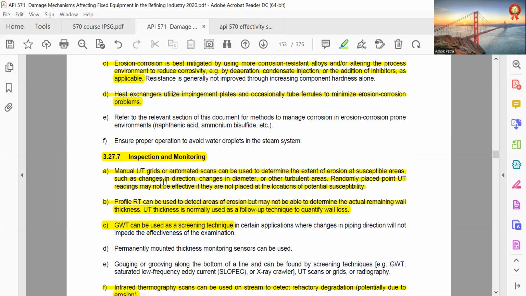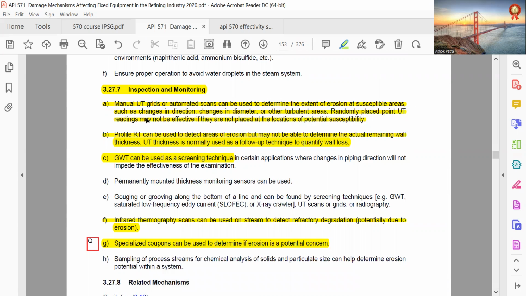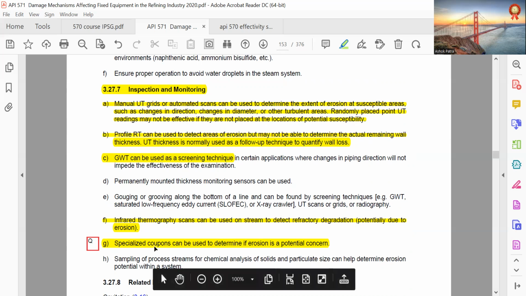Inspection and monitoring: manual UT grids or automated scans can be used to determine the extent of erosion in susceptible areas, such as changes in direction, changes in diameter, or other turbulent areas. Randomly placed point UT readings may not be effective unless they are placed at locations of potential susceptibility. Profile radiography can be used to detect areas of erosion but may not be able to determine the actual remaining wall thickness. UT thickness is normally used as a follow-up technique to quantify wall loss. GWT can be used as a screening technique. Infrared thermography scans can be used on stream to detect refractory degradation potentially due to erosion. Specialized coupons can be used to determine if erosion is a potential concern.